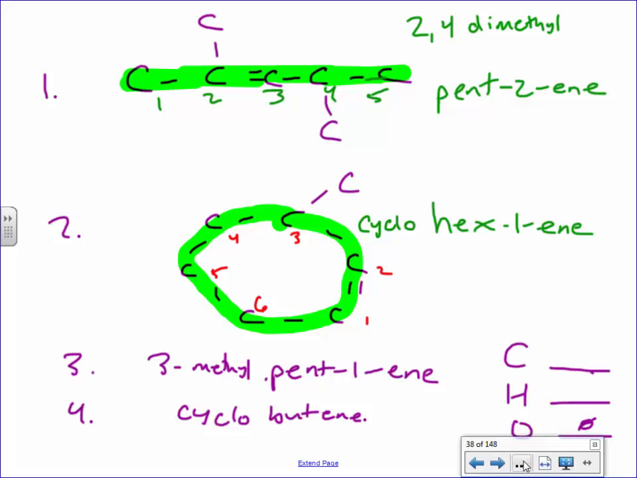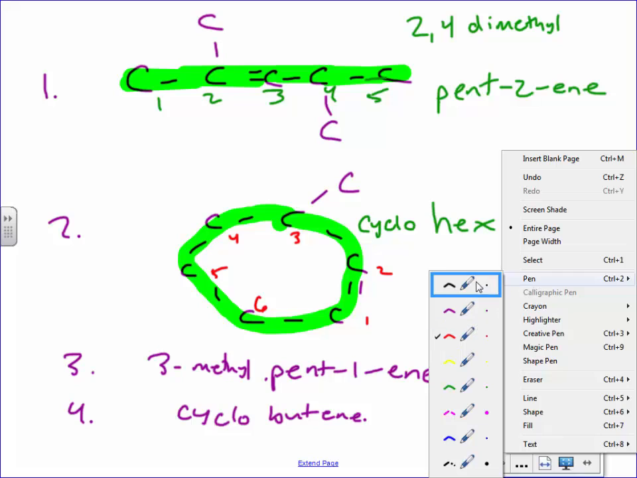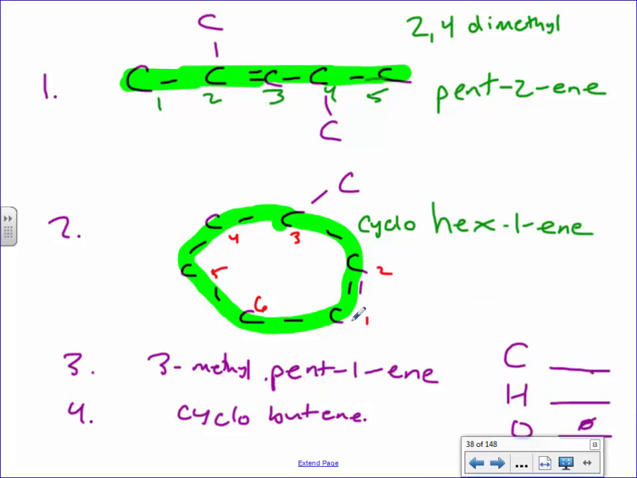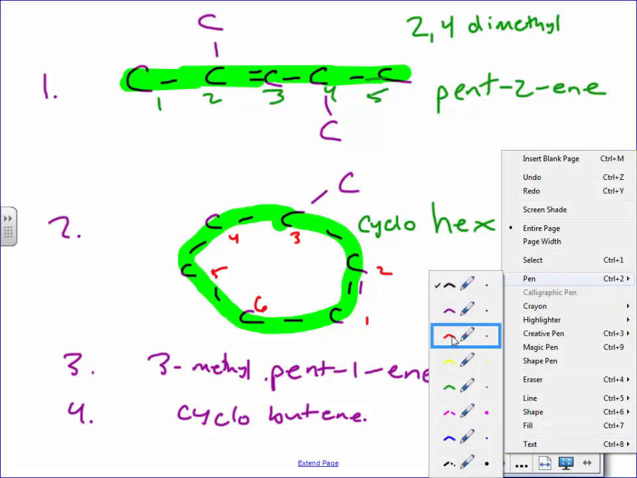But if I tried numbering the other direction, because again, keep in mind that the double bond gets priority, if I start going the other way and I go 1, 2, 3, 4, 5, 6, you see how this little grouping right here then would be on the 6 instead? So I want the lowest number I can get. So we're going to actually go with the red. So I'll just erase all the black ones here. And we'll go this direction here.